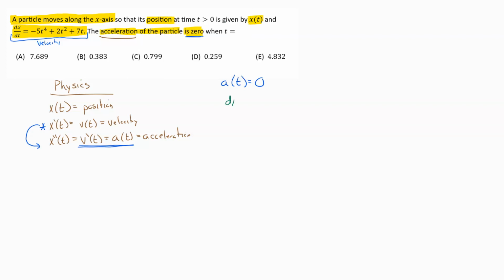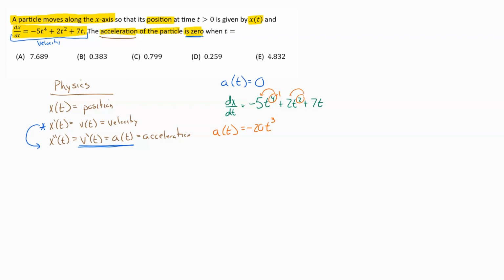So we start off, they give us dx dt is equal to negative 5t to the fourth plus 2t squared plus 7t. And we need to find the derivative of that. The derivative of that will give us our acceleration equation. I'm just going to go ahead and call it a of t because that's what we know we're finding. We'll take our derivative following the power rule. So the power rule says bring the power down. So 4 times negative 5 gets us negative 20t, subtract 1 from the power. So bring the power down, subtract 1 from the power.